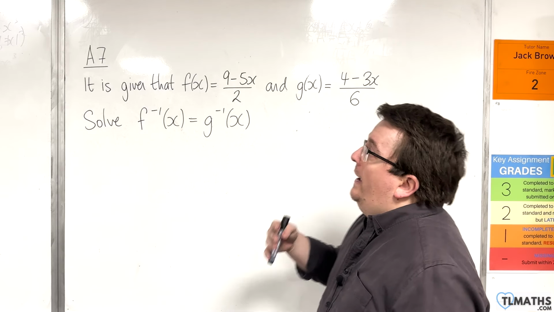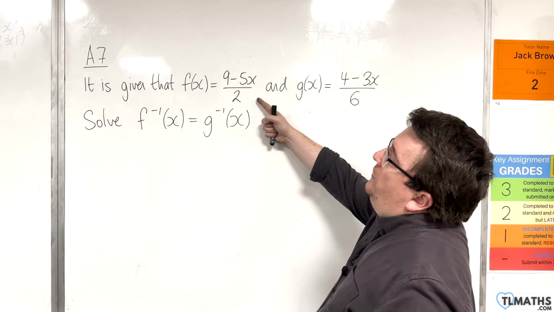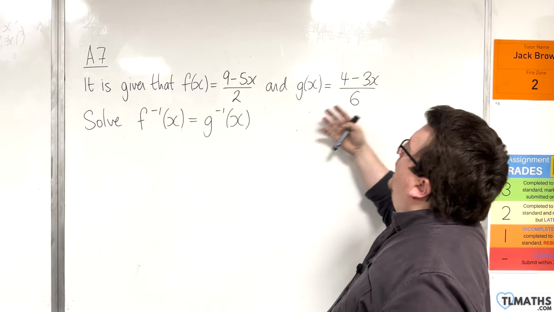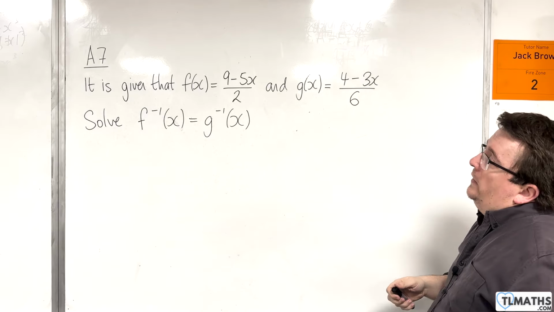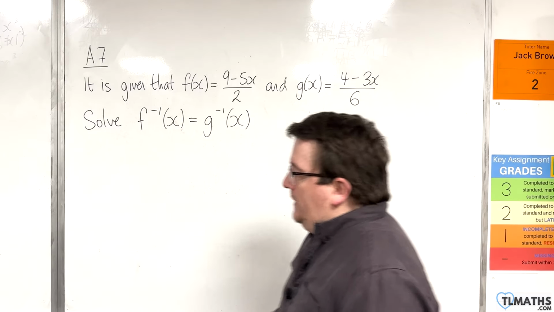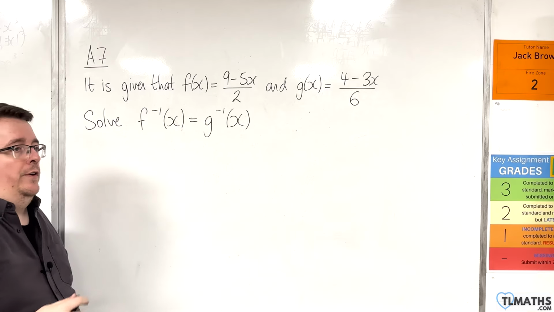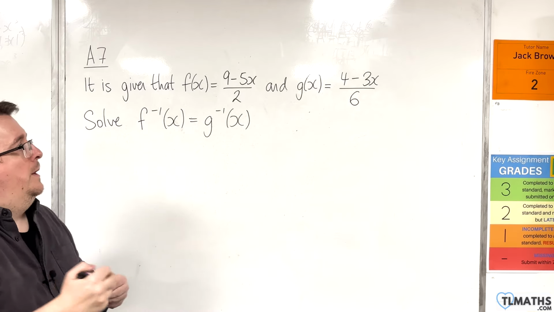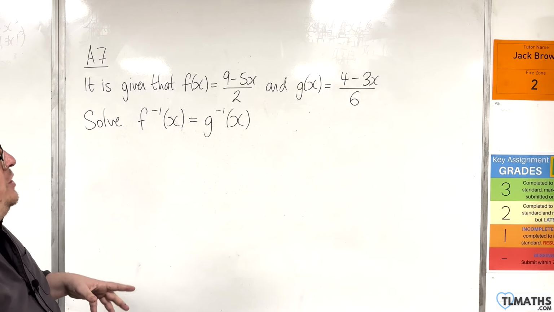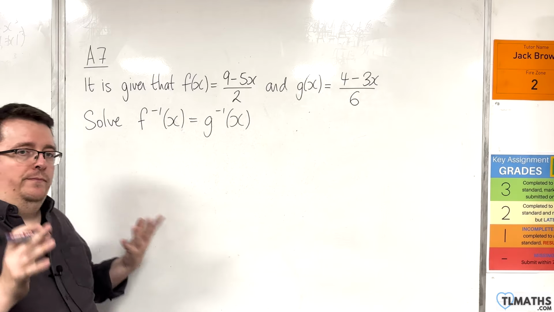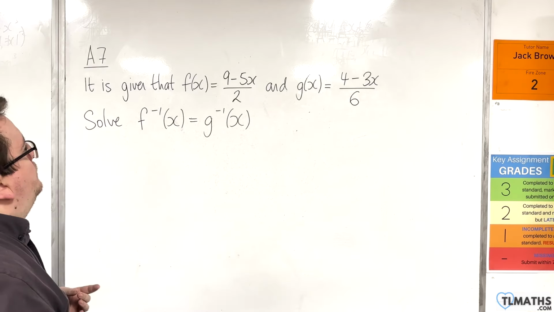So in this video, we have that f of x is (9 take away 5x) over 2, and g of x is (4 take away 3x) over 6. And we need to solve the inverse function of f is equal to the inverse function of g. Okay? So it's essentially, where do these two inverse functions intersect? Where do they cross over?